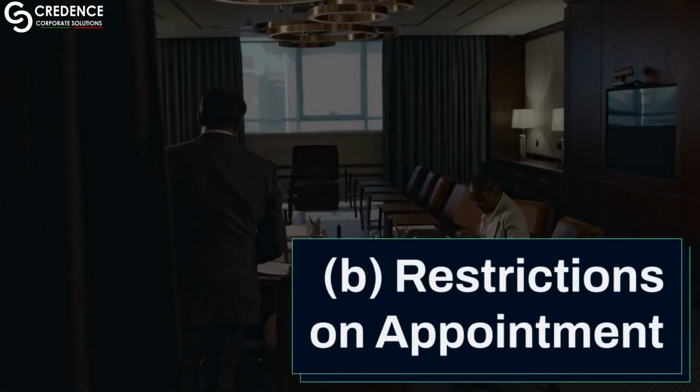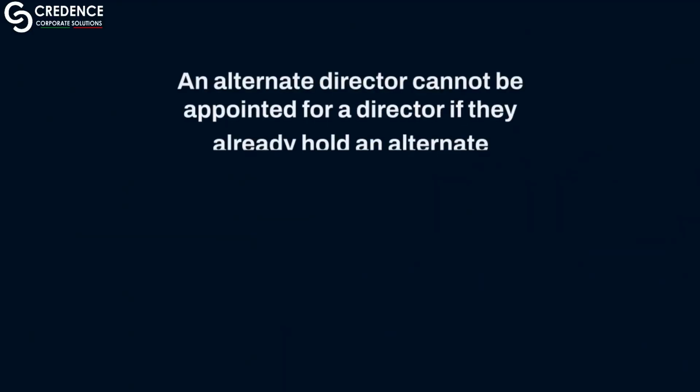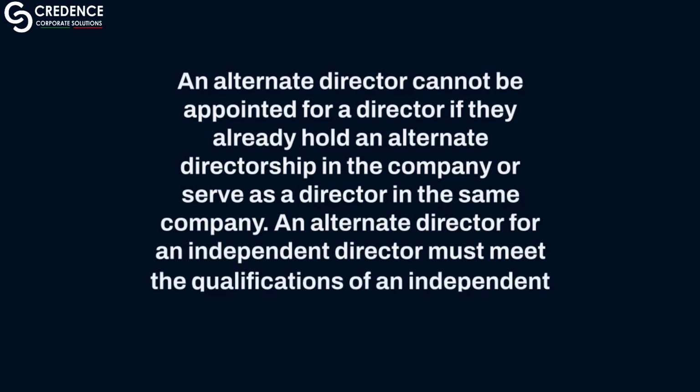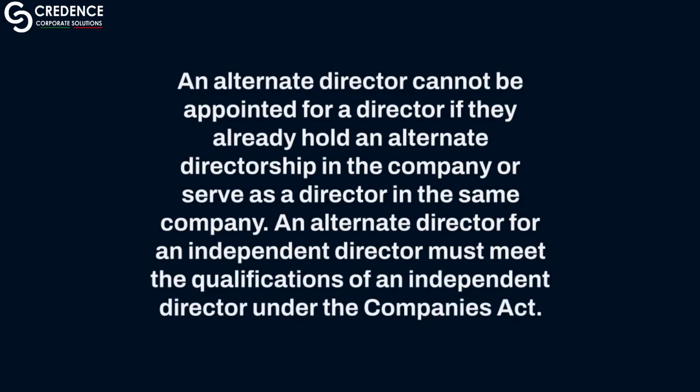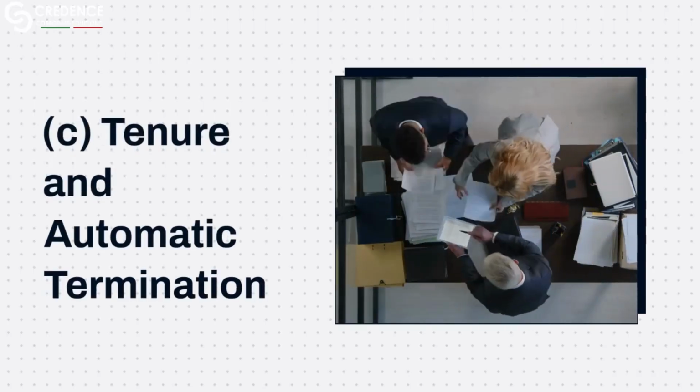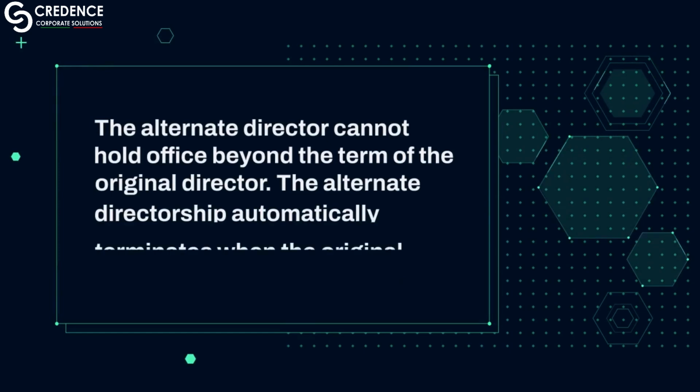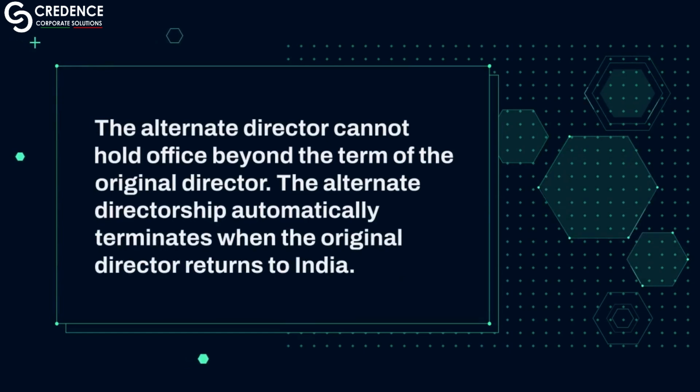B. Restrictions on appointment. An alternate director cannot be appointed for a director if they already hold an alternate directorship in the company or serve as a director in the same company. An alternate director for an independent director must meet the qualifications of an independent director under the Companies Act. C. Tenure and automatic termination. The alternate director cannot hold office beyond the term of the original director. The alternate directorship automatically terminates when the original director returns to India.